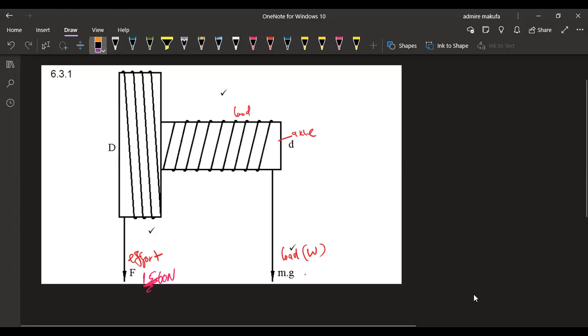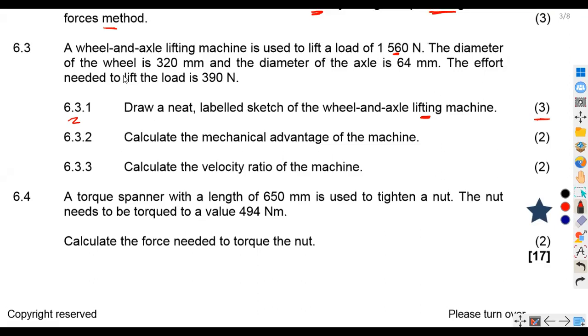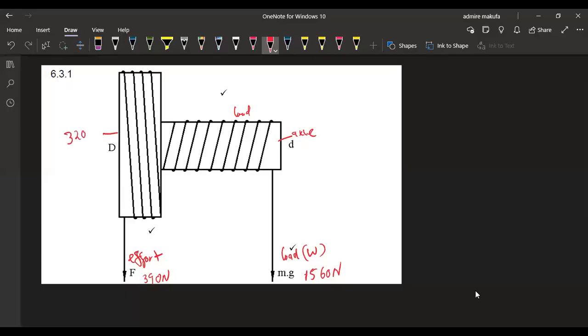Okay, sorry for that. I just hope everything is going to be clear here, guys. It's because I'm using separate pages. That's why I'm having this. Okay, so this is your load, and this is our effort for 390 Newton. Okay, so that is what we had actually. And what else? Let's see. We have here the diameters, the wheel and the axle. Remember we've got the wheel and the axle, 320 and 64. So on the wheel, this is our wheel here with 320. So this is the wheel of 320 and axle, which is 64. All right, so that's what we had.